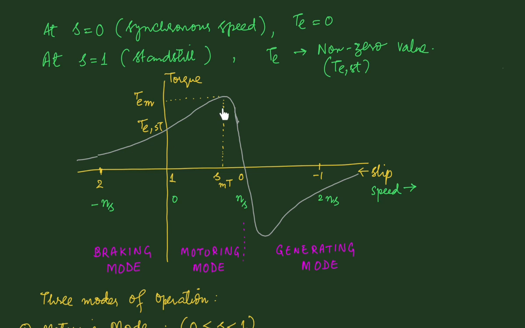This figure shows the typical shape of the torque slip characteristic, and the operation of the machine for different values of slip can be divided into 3 modes of operation. The first mode corresponds to the value of slip between 0 and 1 and is known as the motoring mode. The second mode corresponds to value of slip s greater than 1 on this side and is known as the braking mode. And the third mode of operation corresponds to a value of slip lesser than 0 on this side and is known as the generating mode.